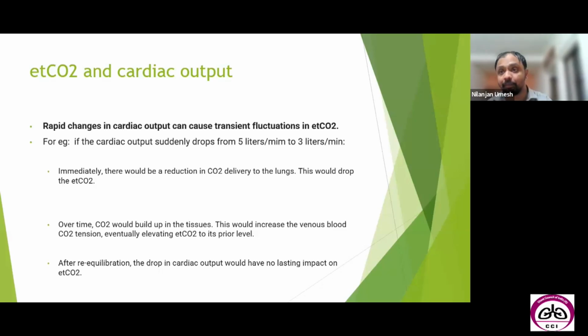So, if a patient is suddenly having an MI which has led to a sudden decrease in cardiac output, or even in pulmonary embolism, we often see a sudden drop in the EtCO2 levels. However, over time, the CO2 would build up in the tissues and it would increase the venous blood carbon dioxide tension, which eventually elevates the EtCO2 to its prior levels. After re-equilibration, the drop in cardiac output would have no lasting impact on the EtCO2.